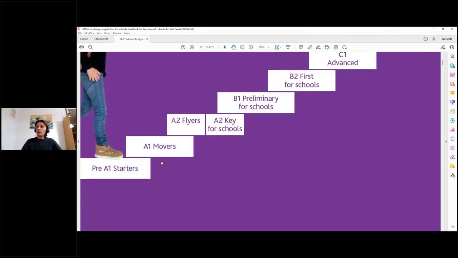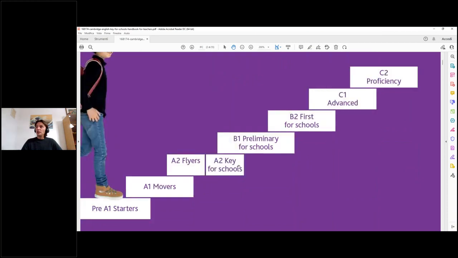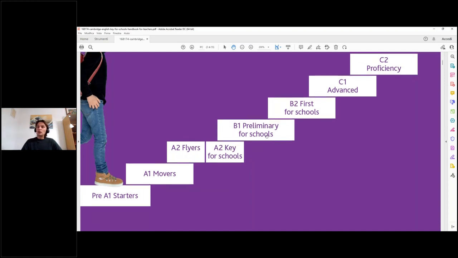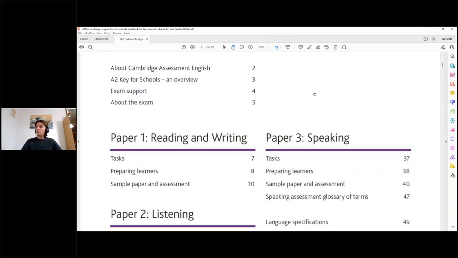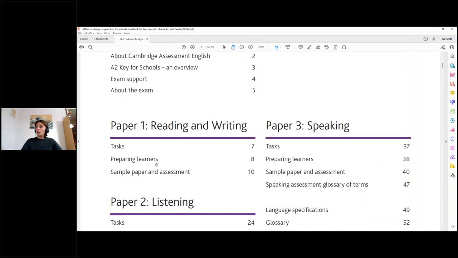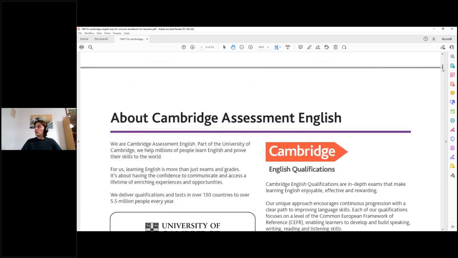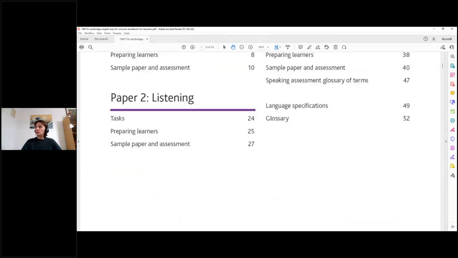Remember, we said that we are here at the A1, A2 level, right? And the next step will be the B1 Preliminary. But here there were seven parts to the reading and writing exam. You should remember this, but let me see where.